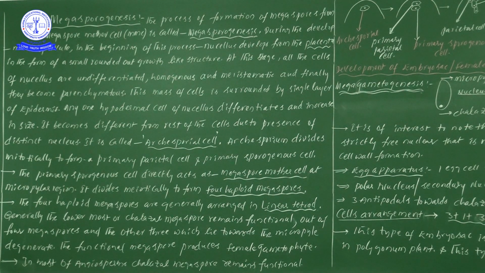So in the male reproductive system, from the microspore mother cell after meiotic division, 4 tetrads or 4 pollen grains are formed. But in the female, 4 are also produced. I am not objecting to that, but out of 4, 3 degenerate and one and only one is functional. That one is involved in the development of the embryo sac. Did you understand the point?